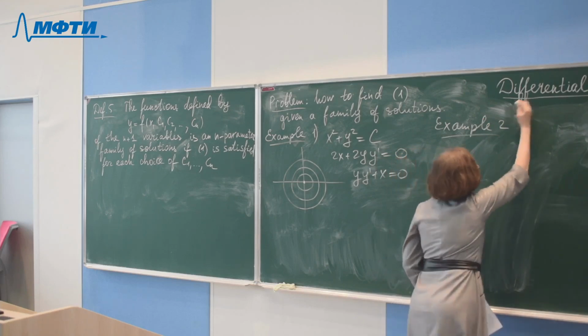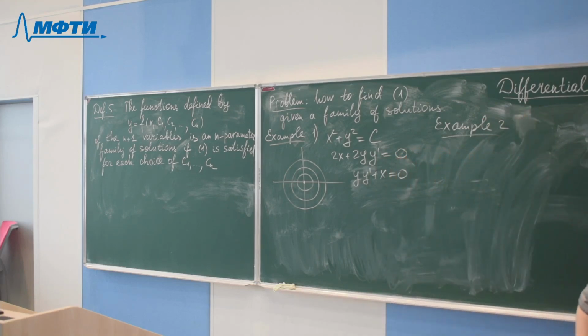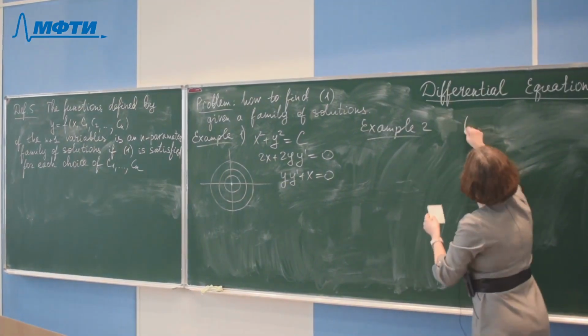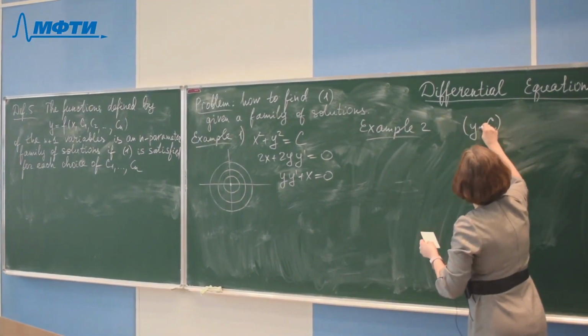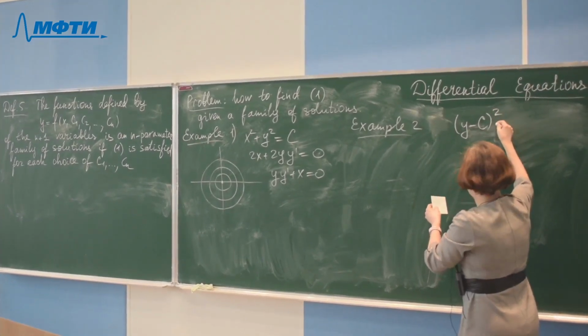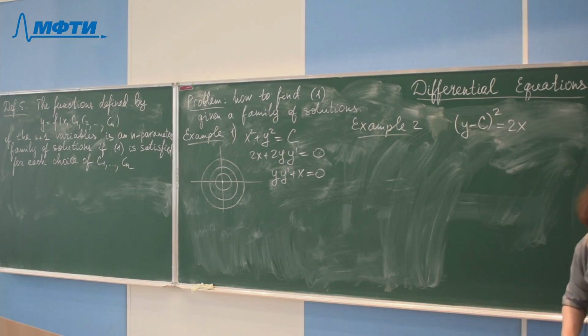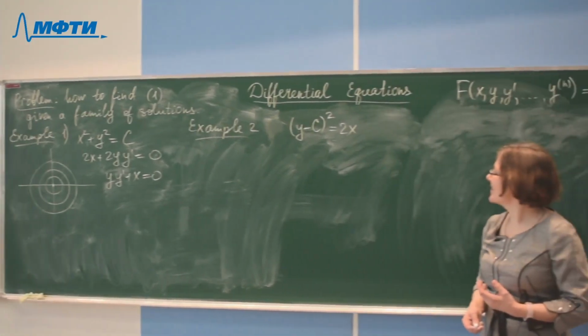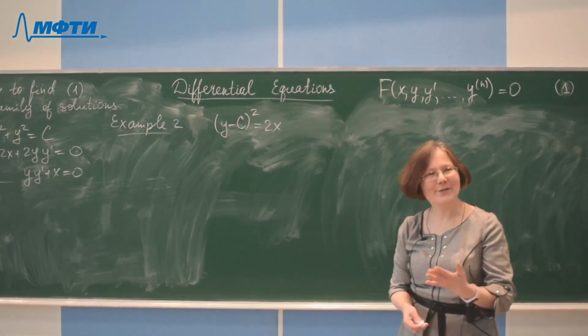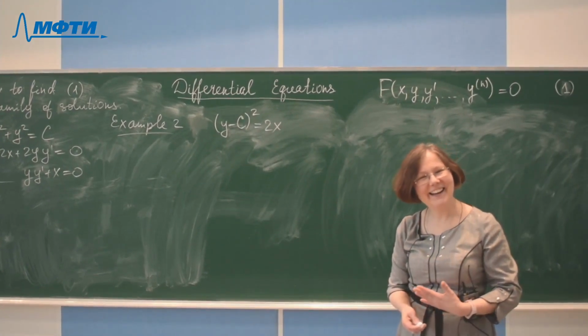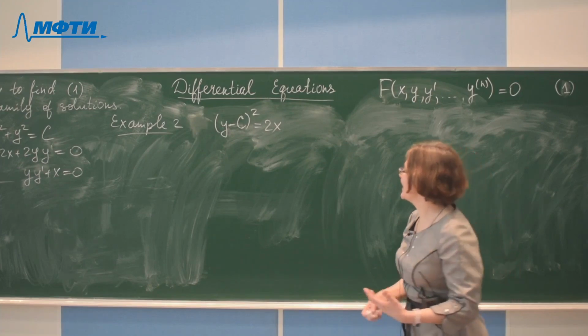Okay, so example 2. Given this one-parameter family of solutions, find the corresponding differential equation. Okay, so the problem is how to eliminate this constant c. What shall we do to eliminate c? We need c on one side of the equation. Right. So what shall we do to eliminate c? Okay, so the square root.